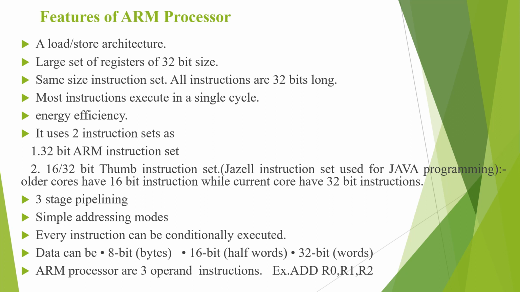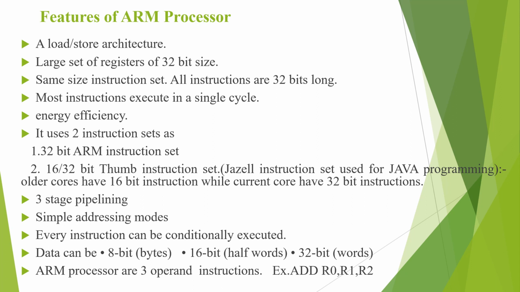The register set available in an ARM processor is of 32-bit size. Every register has a length of 32 bits. The instruction set provided by the ARM processor is fixed for all instructions. They are not variable length instructions like a microprocessor. So the instruction length is again 32-bit. Then, maximum instructions can execute in a single clock cycle. That is a main advantage. They are energy efficient, as they have power saving modes offered to the users.